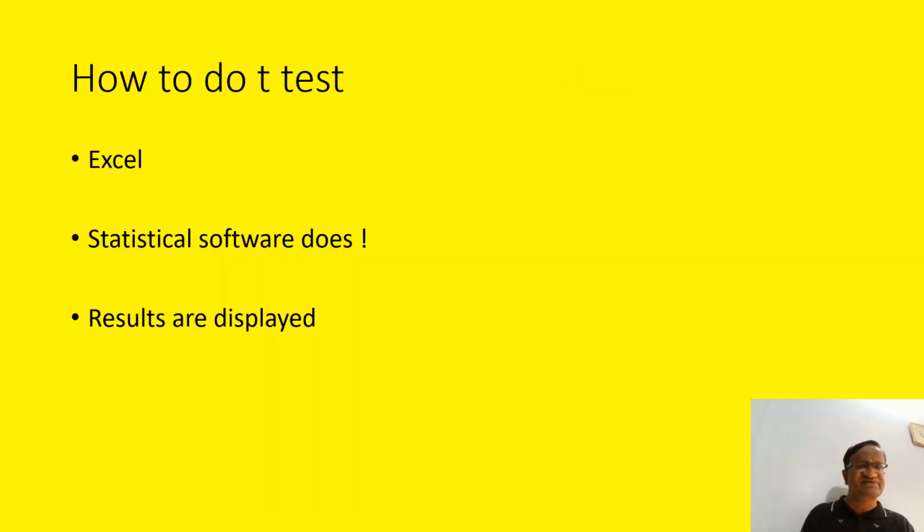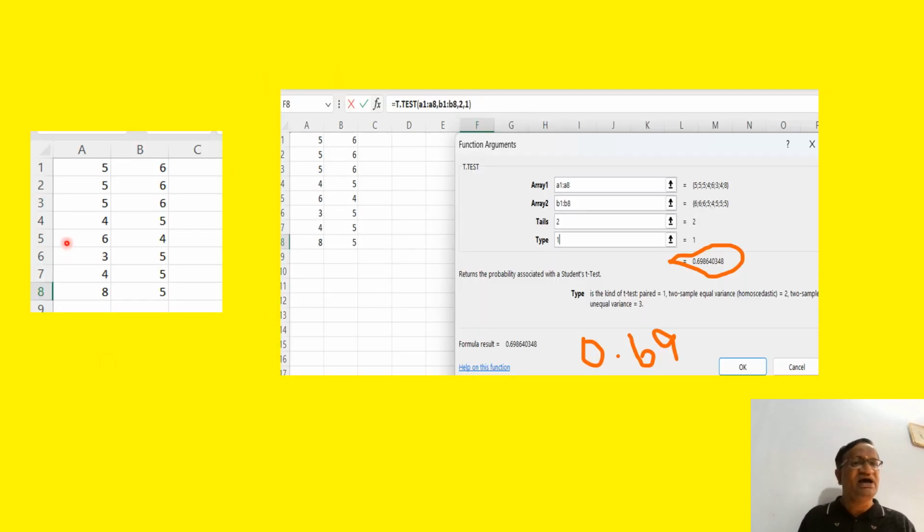How to do a t-test? It is very simple. There is a lot of statistical software, even Excel does that. We go to Excel, type group A and group B, and use the function T.TEST. It will ask for array 1, A1 to A8, and array 2, B1 to B8. It is two-tailed, and I will explain what that means later. Then choose two-sample. If you click OK, you will get the p-value.